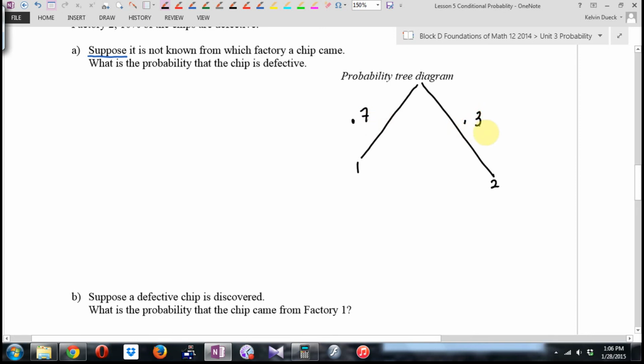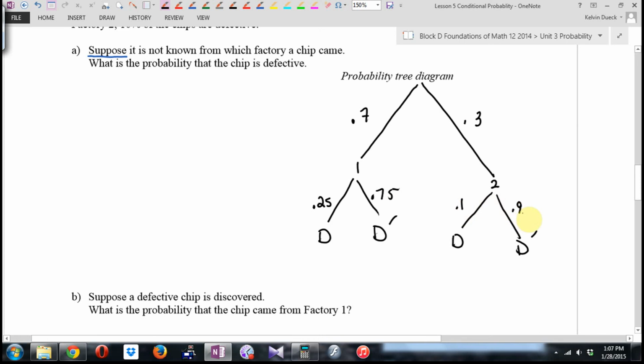Right? Then you can be defective or not. Given that you're in factory 1, what's the probability that you're defective? 0.25, and not defective, 0.75. What about factory 2? What's the probability that you're defective? 0.1 and 0.9.